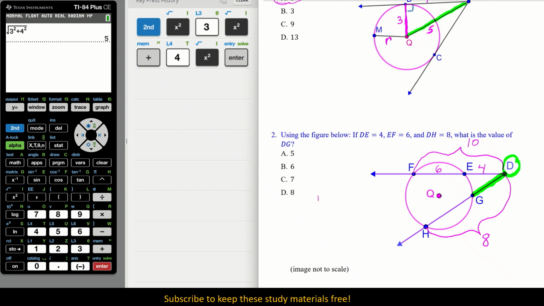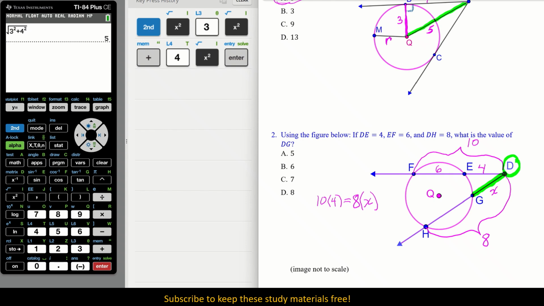So what is that proportion? Well, that proportion is that 10 times 4 equals, okay, DG is what we're looking for. We're going to call that X. That is equal to 8X, or 8 times X.